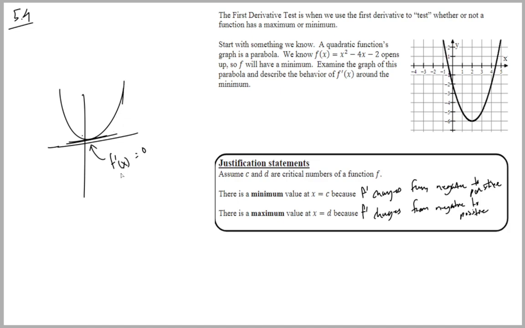Everything is going up. So if we were to use the justification statements we just saw, we would be able to say that there should be a minimum value at x equals c because the f prime changes from a negative here, where you can see the tangent line is negative, to a positive right here. And that's basically it.